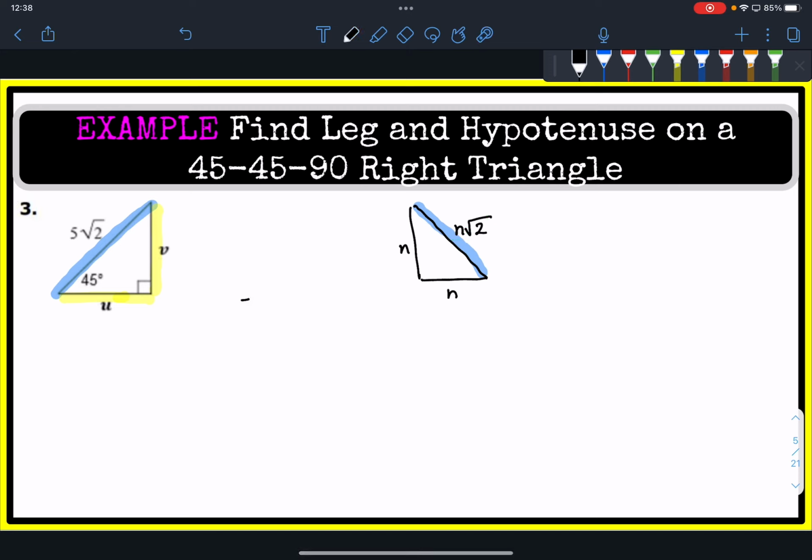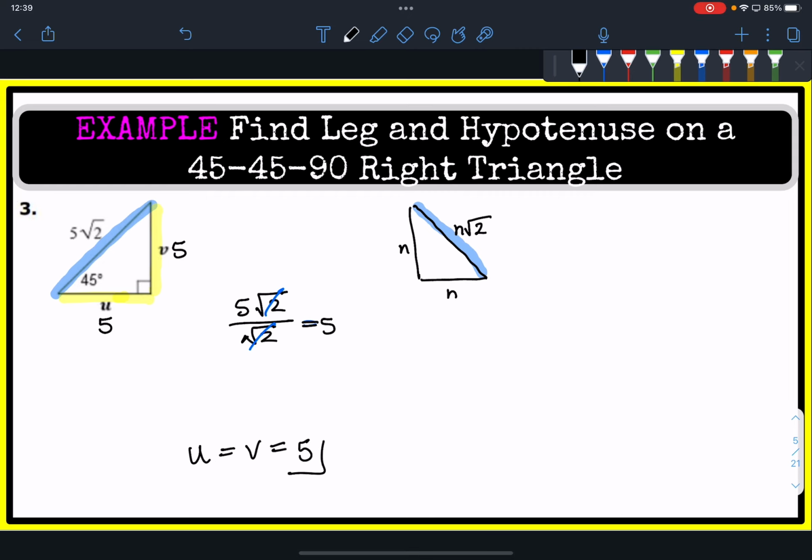So if I get 5 radical 2 and I divide it by the square root of 2, I can see that the two radicals cancel each other out. Radical 2 divided by radical 2 is going to equal 1, and the only thing we're going to be left with is the value of 5. So that means that this leg is equal to 5, and because the other leg is going to be identical, that's also equal to 5. So the value of u and v both equal 5. So this is the answer.